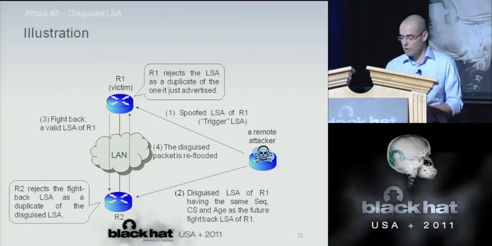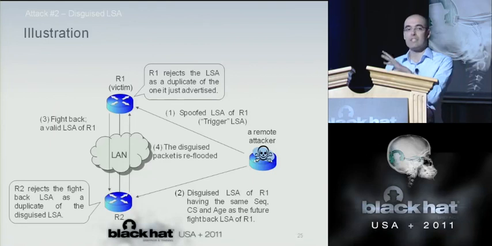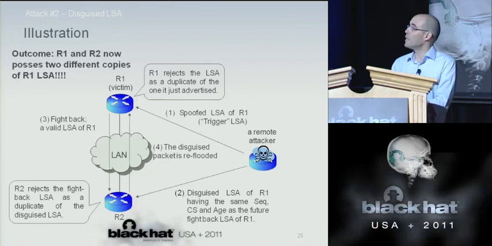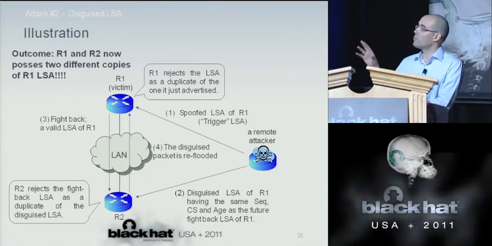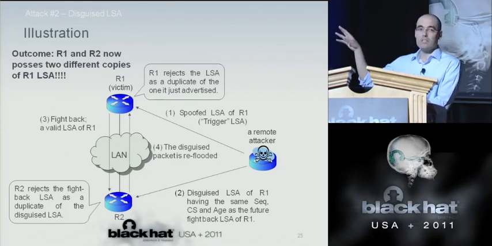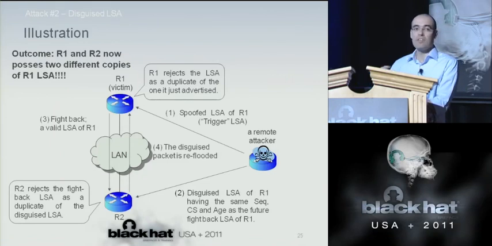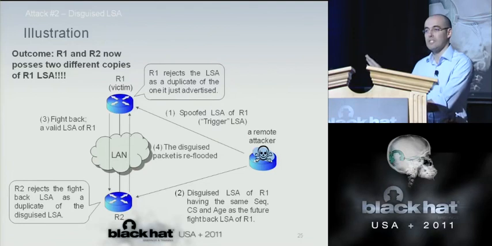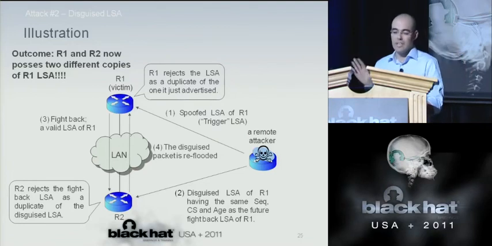So at this point, we actually have a persistent state in which R1 and R2 have two different copies of the R1 LSA. R1 has the valid content, the valid LSA, and R2 has a totally different LSA. And again, this state is persistent. No more fightbacks, and it just remains that way.